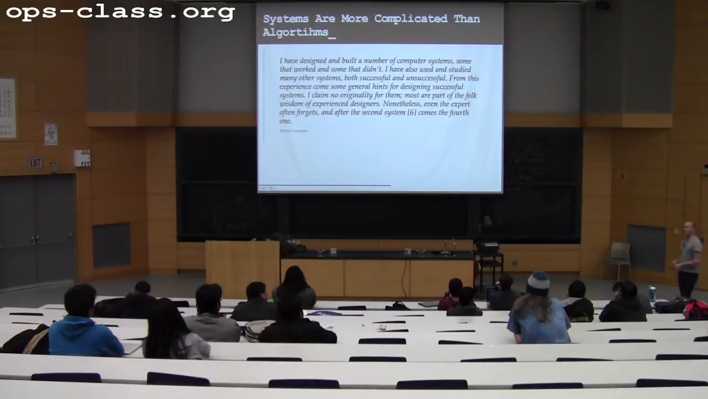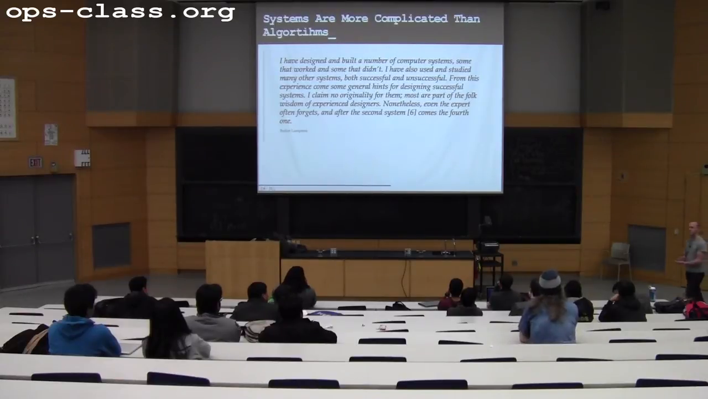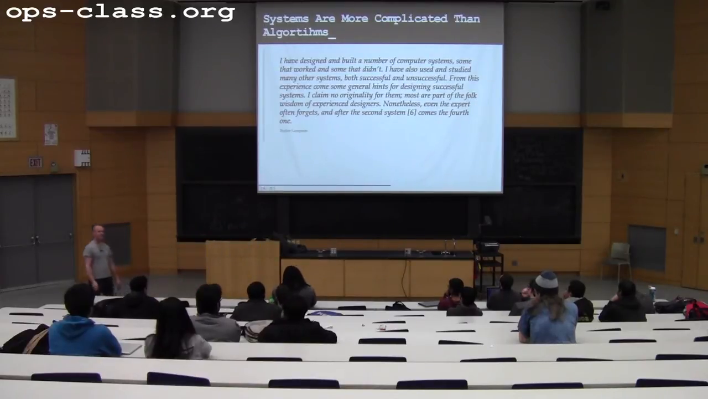So I find it helpful to reread this paper every once in a while because these things are easy to forget. And as he points out, after the second system comes the fourth system. So what does that mean? What happened to the third system? Somebody skipped three because he liked powers of two? What happened to the third system? It stank, right? I tried to build it, and it just ended up as a disaster.